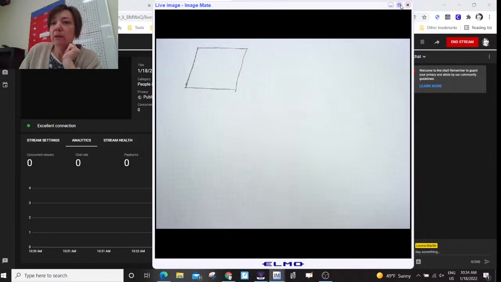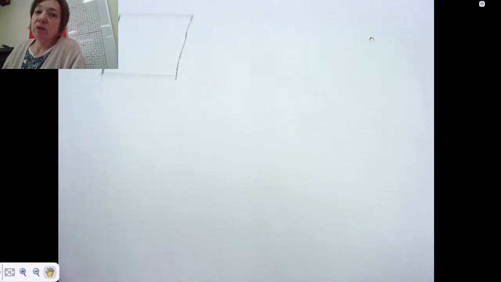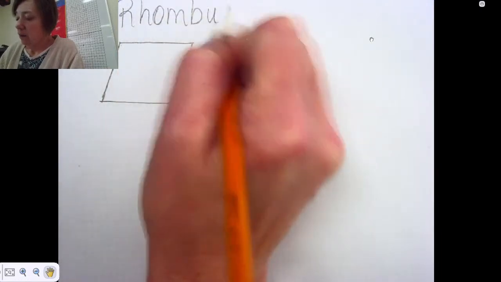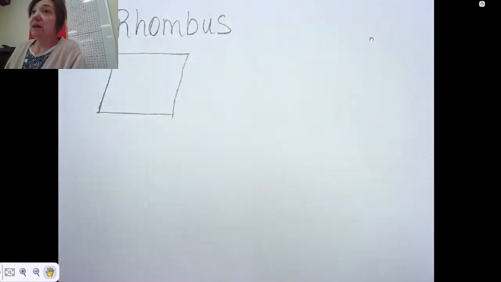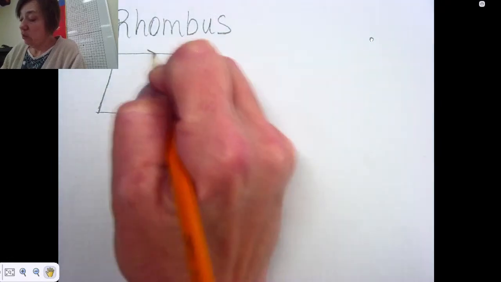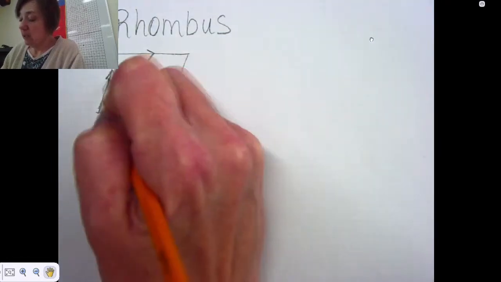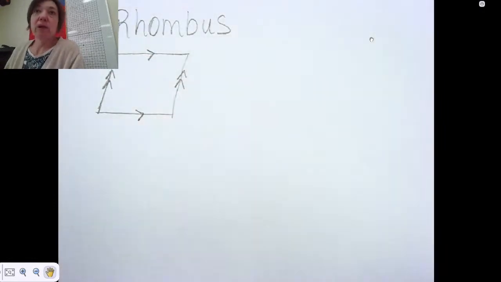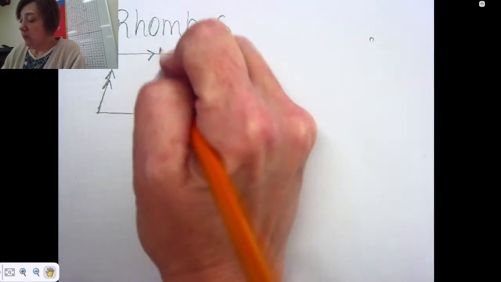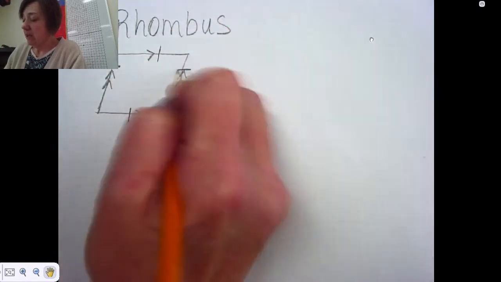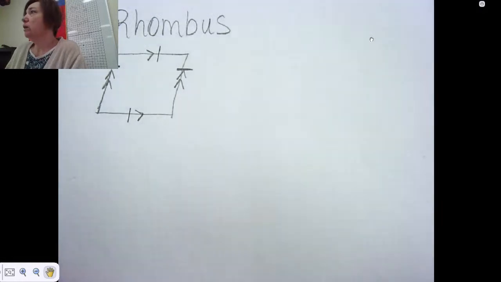So, rhombi. That's just the plural word for the word rhombus, right? So if we're talking about one of them, it's a rhombus. Rhombi just means more than one. Now, a rhombus is a parallelogram, which means it has two sets of parallel sides. So these two sides are parallel, and those two sides are parallel. It's a parallelogram, right? But it's a special parallelogram, and we've already talked about this. It's special because all four sides are congruent.